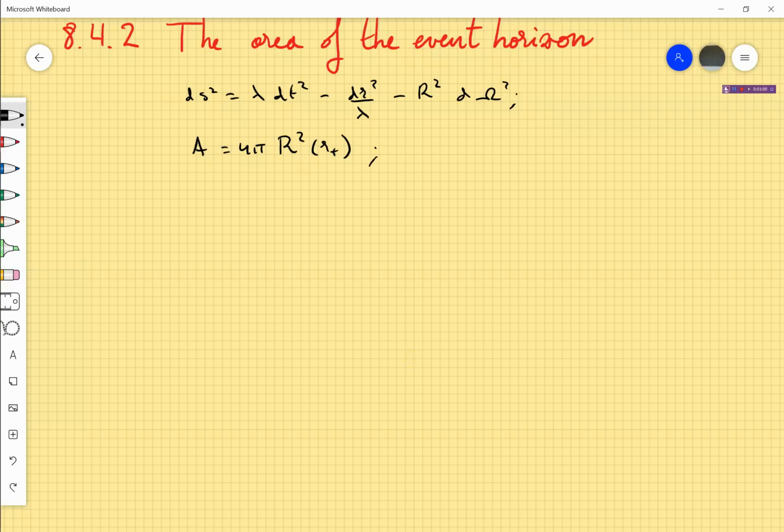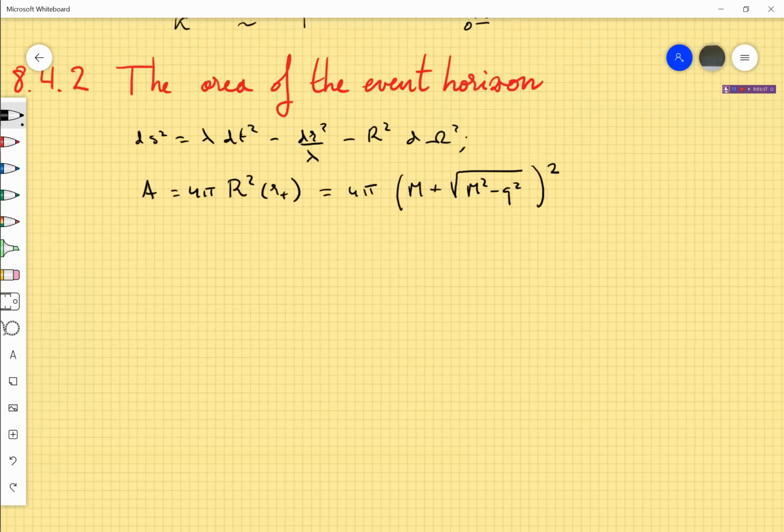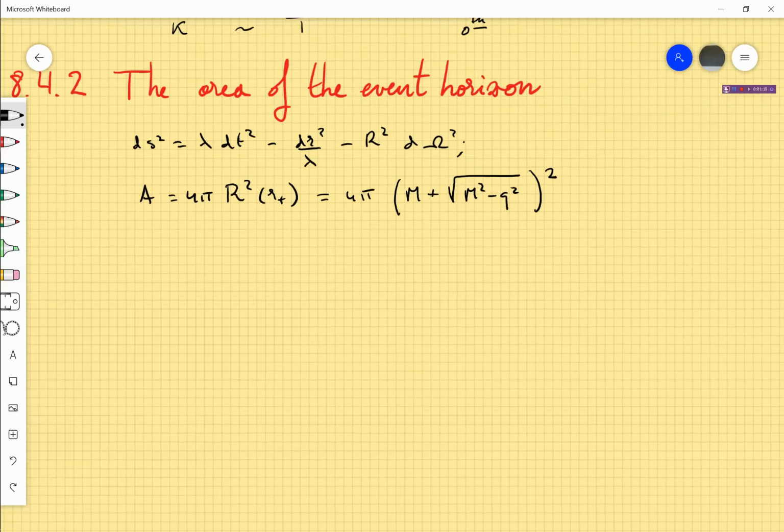So what is this in Reissner-Nordström, for instance, because this includes the Schwarzschild case? Well, this is nothing but 4 pi times m plus the square root of m squared minus q squared, squared. Okay, and if you go to the extremal limit, this is 4 pi q squared, or m squared, as you want to write it.